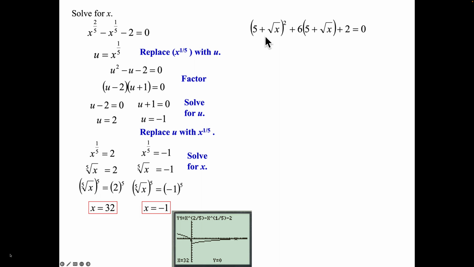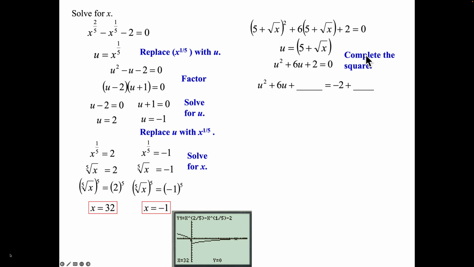In our next example, another dead giveaway. You've got your parentheses already squared, so 5 plus the square root of x is going to be my u. So we'll change it out to u squared plus 6u plus 2 equals 0. Wait a minute, that doesn't factor. Because it's a 1u squared, I'm going to complete the square.